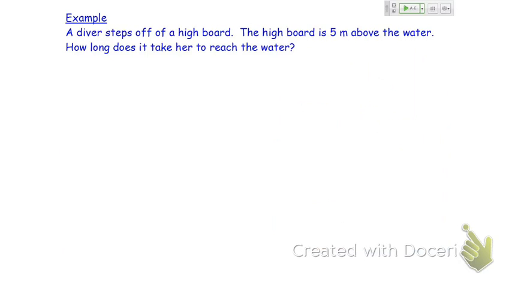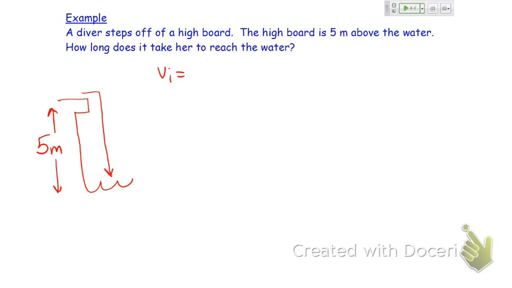So, diver steps off a high board. The high board is 5 meters above the water. Steps off. So let's draw it like that. This is 5 meters. How long does it take her to reach the water? So I know that my initial velocity equals, what is my initial velocity? Steps off, 0 meters per second. Let's have a look. I know my acceleration, of course, is always -10 meters per second squared, because that's free fall.